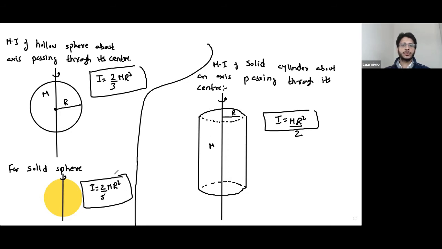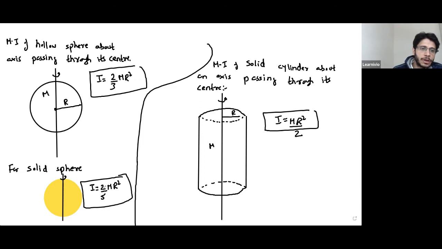Now, can you tell me which will rotate easily, the hollow sphere or the solid sphere? Which sphere will rotate easily, the hollow one or the solid one? The sphere which has lesser moment of inertia will rotate easily. So which one has lesser moment of inertia? The solid one. The one having smaller moment of inertia will offer smaller resistance and will rotate easily.